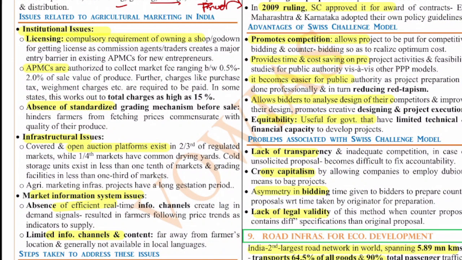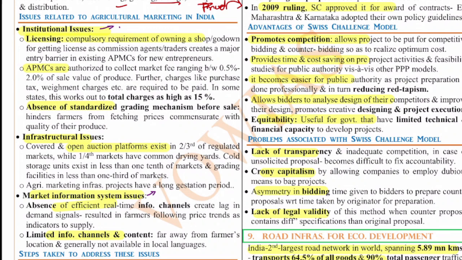So if you see the major issues, the first from the institutional point of view. See, in this way, if you can categorize issues: institutional issues, the issues from infrastructure point of view, okay, so issues from marketing information system point of view. If you can categorize into these broad categories, this will become easy for you to remember, and also you will be easily replicating this in the exam. This will make things easy for you.